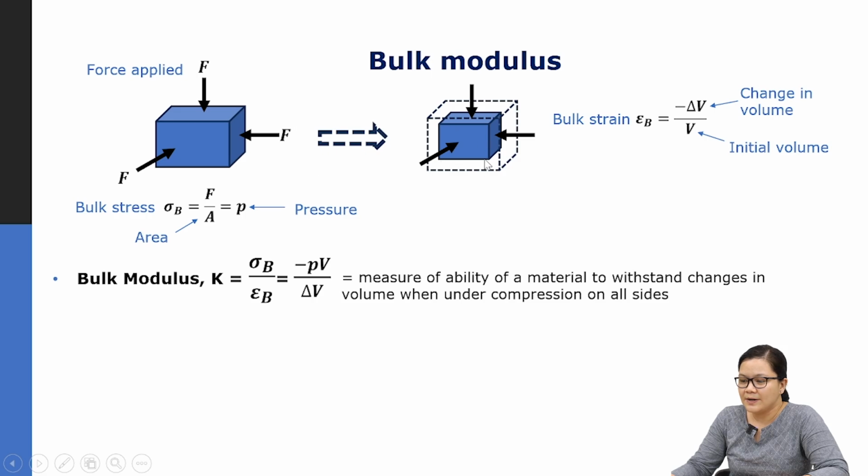Here, as you are applying that force, you will also be measuring some sort of strain. This is called bulk strain, and it comprises the change in volume divided by the initial volume of that object. So the bulk modulus is also an important parameter. It's the bulk stress divided by the bulk strain, and you can equate that to the negative pressure times the initial volume divided by the change in volume.